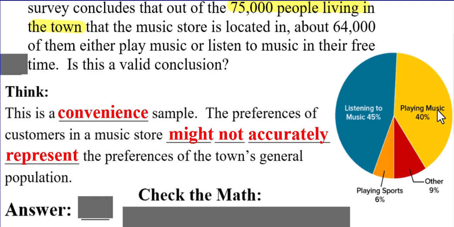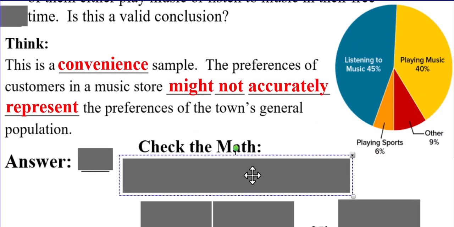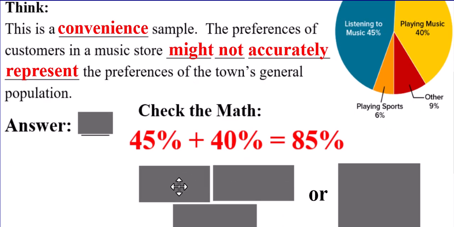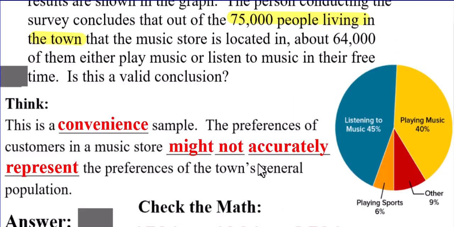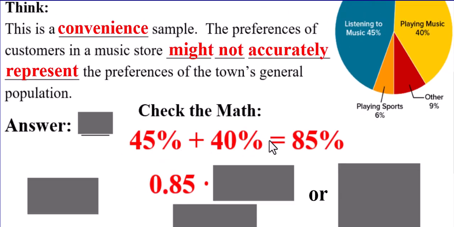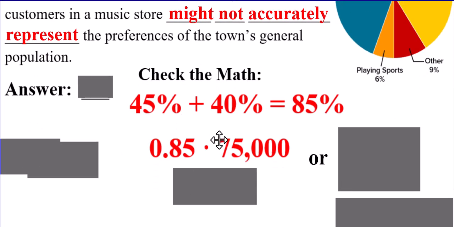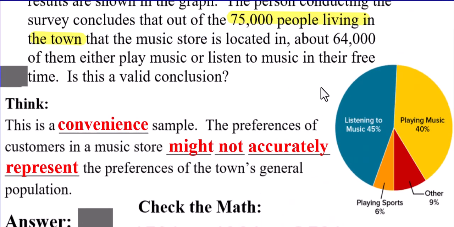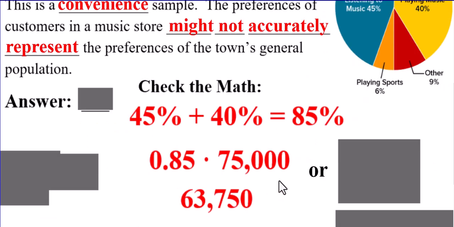Listening to music was 45%, playing music was 40%, and if we add those together, that would give us 85%, which is 0.85, and if I multiply that times the total people in the town, I hope you're writing this down with me, that would give me 63,750, and that is really close to 64,500, or 64,000, about 64,000. Yes, this is about 64,000.